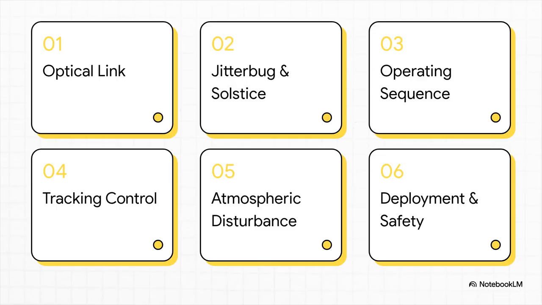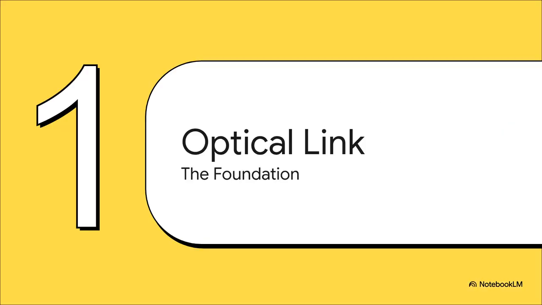Okay, let's dive right into this. Here's our tactical breakdown for today. First, we'll define the free space optical link. Then we'll introduce the Jitterbug hub and Solstice node, and walk through the laser operating sequence. After that, we'll cover the jet fighter tracking control, tackle those tricky atmospheric disturbances, and finally finish up with deployment and safety.